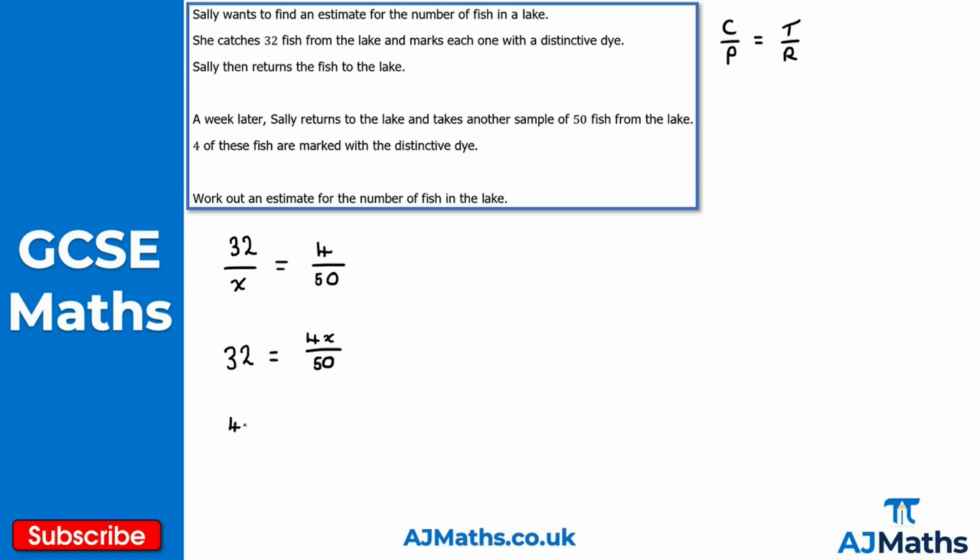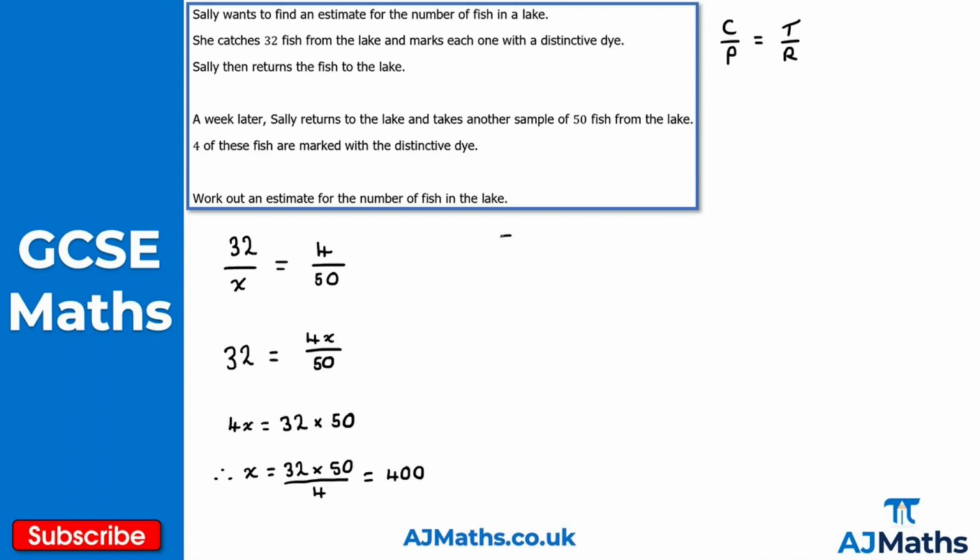So 4X in this case is equal to 32 times 50. What I'm going to do now is divide this by 4 because I just want X on its own here. So therefore, X is going to be equal to 32 times 50, and then we divide that by 4. Okay. And in this case, if you just evaluate this here, we get 400. Remember, I used X here to represent the total population size. In this case, then, the estimate for the number of fish in the lake is 400 fish.